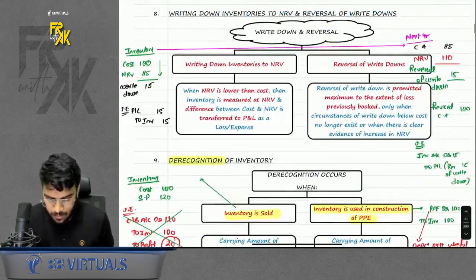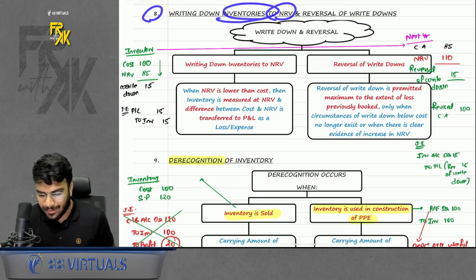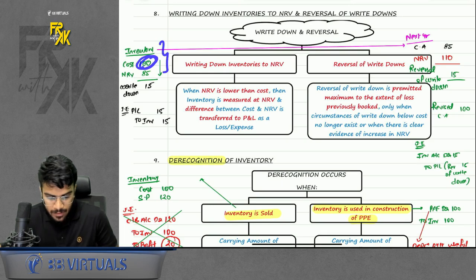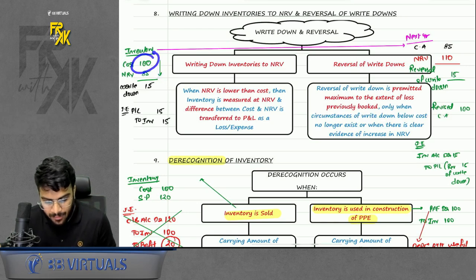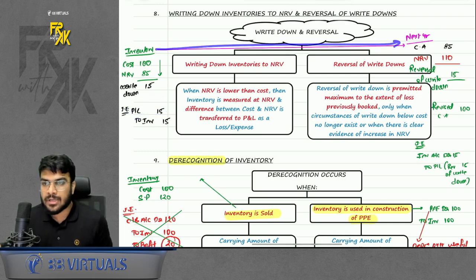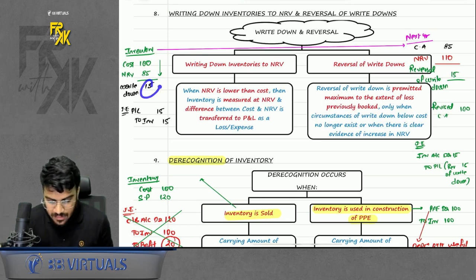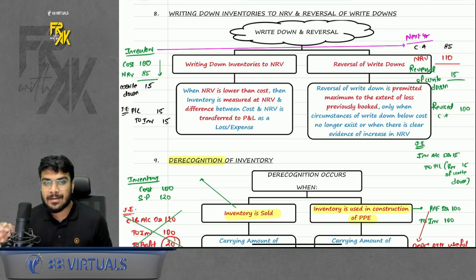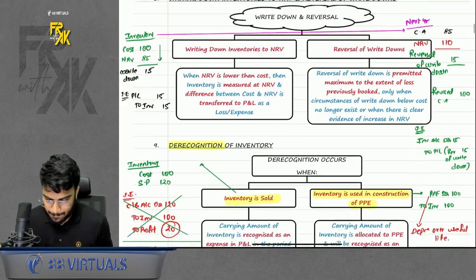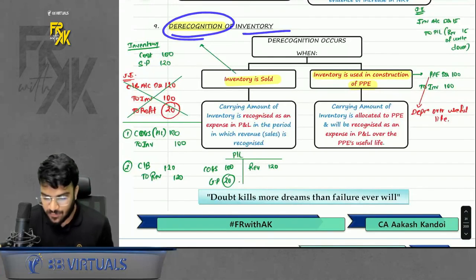Then the next 2 points are writing down of inventories to NRV and reversal of write-downs. Let's say in the first year your cost was 100, NRV was 85. So you will measure at the lower. You will have to bring it from 100 to 85. That is the write-down, and you will transfer this write-down to P&L. But if for the same inventory in future NRV rises, you can reverse this write-down. How much reversal is possible? Maximum. You can reverse a maximum of only 15. Simple.